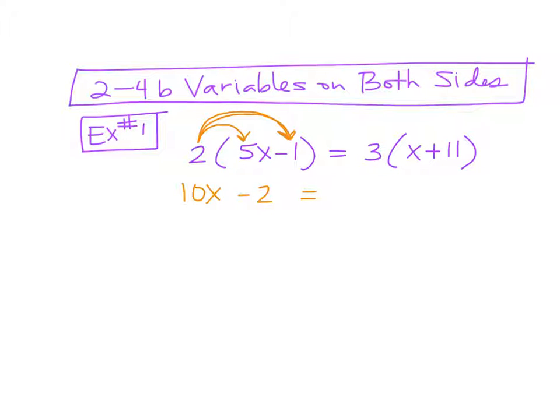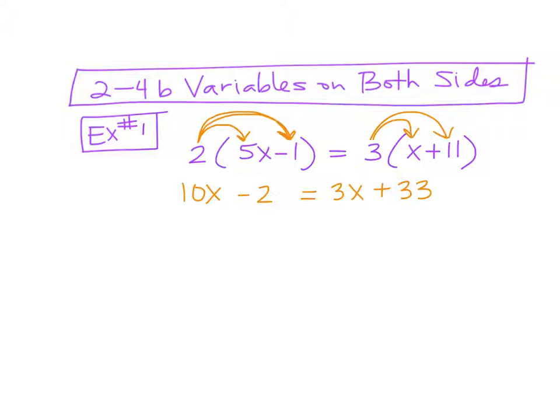Bring down your equal sign. And then what do you do on the other side? Same thing. You're going to distribute. So 3 times x and 3 times 11. So you would get 3x plus what? Plus 33. Okay. So here's our problem to solve.